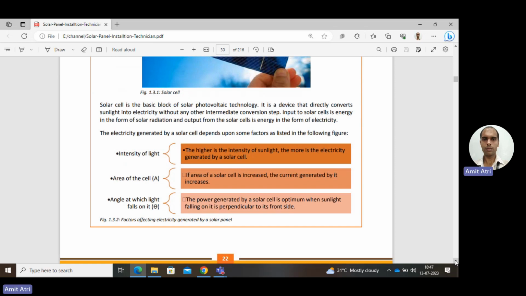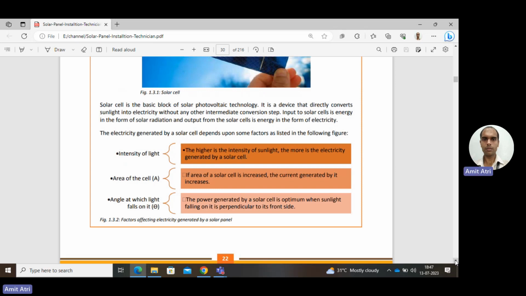The solar cell is the basic block of solar photovoltaic technology. It means the first component in the energy conversion system, the electricity producing system, is the solar cell. It is a device that directly converts sunlight into electricity without any other intermediate conversion step. So the input is light energy from the sun, the solar radiation, and the output is in the form of electricity.